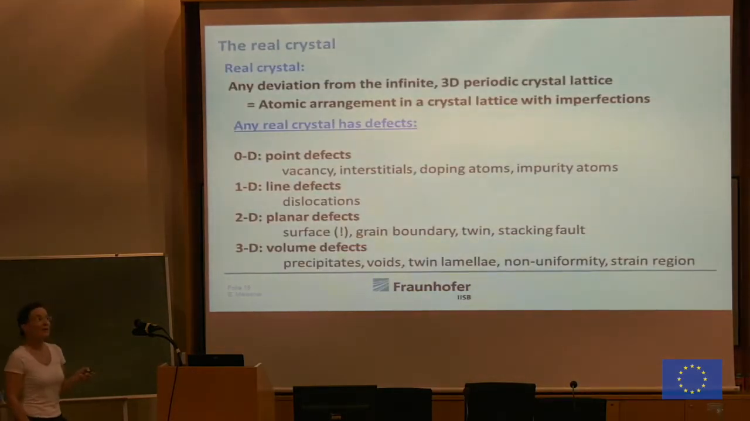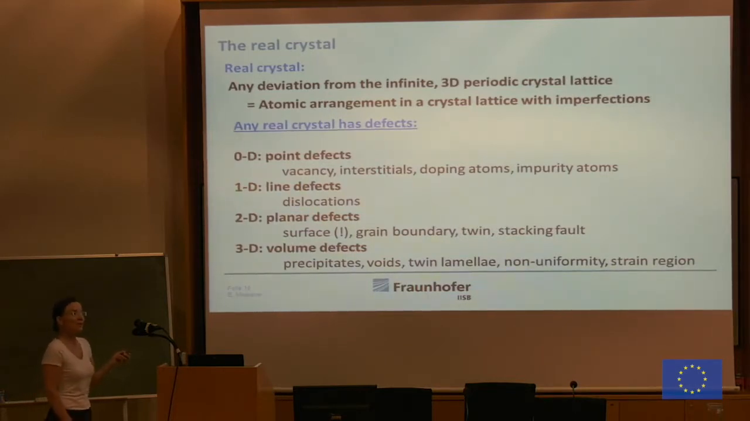So on the other hand, we're dealing with real crystals, and an epitaxial layer is more than ever a real crystal because you have a lot of defects there. A real crystal means any deviation from the perfect lattice, the perfect periodic arrangement in a crystal, with imperfection. This means that we have a real crystal, not an ideal crystal. And a real crystal, by definition, has defects.